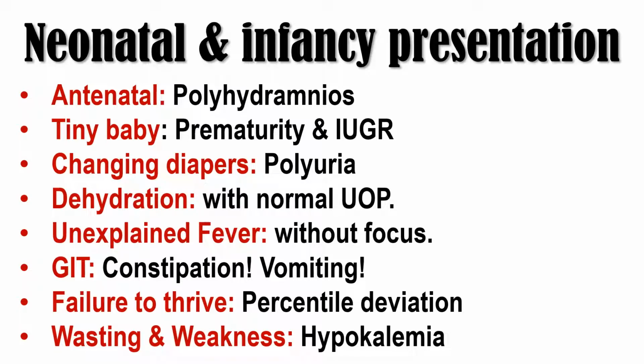So coming to the neonatal and infancy presentation, we can find polyhydramnios antenatally or a tiny baby with prematurity or IUGR. The mother can observe polyuria through changing diapers frequently. Babies can go into dehydration easily, but in this case with normal urine output, unexplained fever without focus, gastrointestinal symptoms in the form of constipation due to dehydration, vomiting due to electrolyte disturbance, failure to thrive and percentile deviation. Hypokalemia may produce wasting and weakness of the muscles.